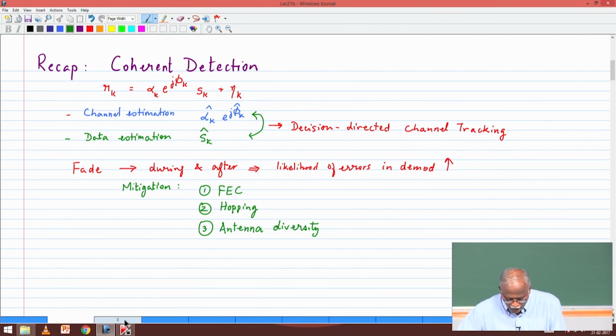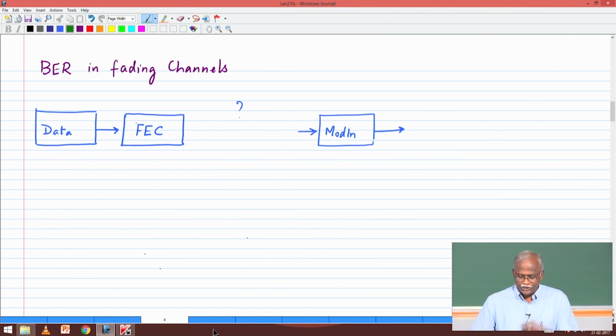Now I want to go back to the block diagram, which helps us understand the property of bit errors that happen in fading channels. What we said was, between data and modulation, we would like to insert an FEC, because that is what will make our system robust against those sudden dips in the signal to noise ratio. The question is, do I connect like this? Is it this connection, or is there something else in between?